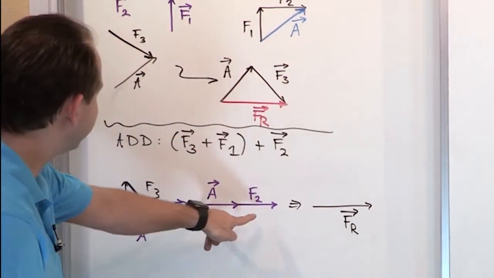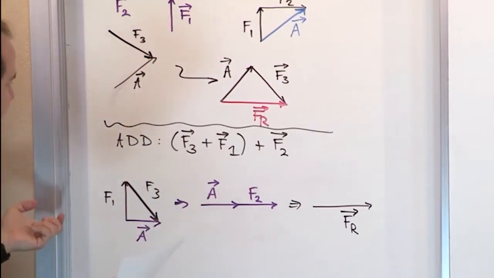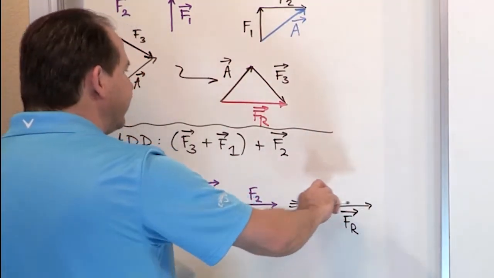Now, again, my distances are not quite right. This is not exactly the same as this because I'm drawing it freehand, but you can see the same thing happens. You get a horizontal vector acting to the right.